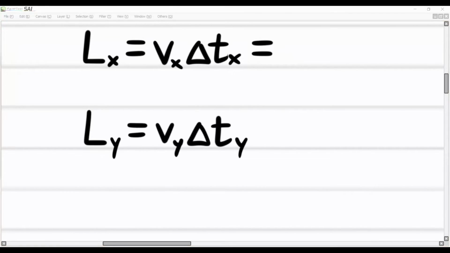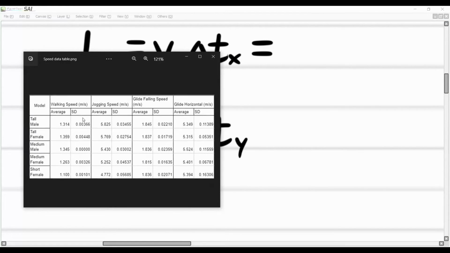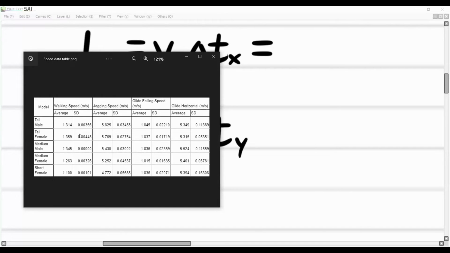So let's take a look at our speed table. We have all these different types of variables. Raiden Shogun is a tall female, and we can make use of our gliding falling speed, which is 1.837.